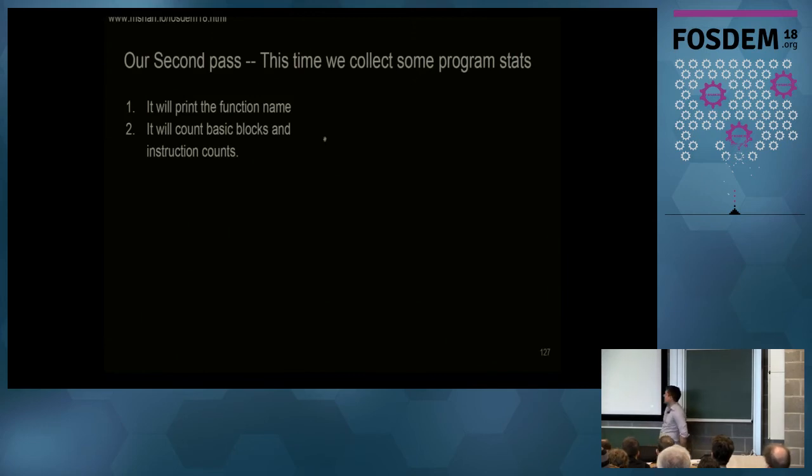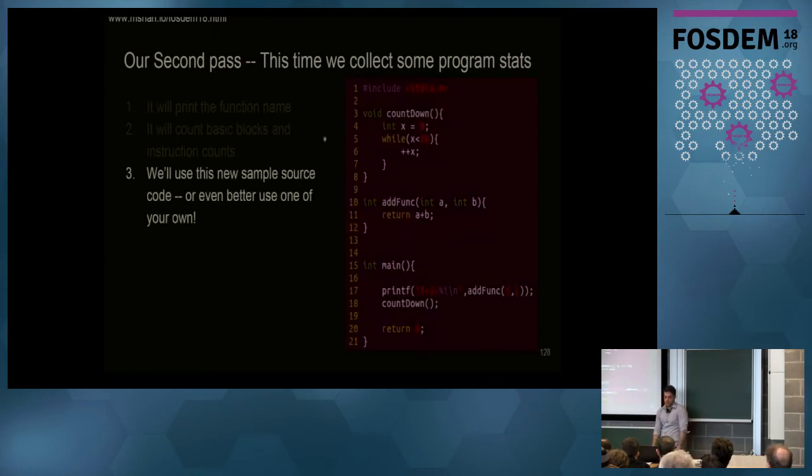Okay, so let's build a second pass. And this time I want to collect some program data. It's going to print the function name, and it's going to count basic blocks and instruction counts. I'm going to use this new sample code, and then you can try on your own. I've got two functions here, a countdown function, or rather count up function to 10 here.